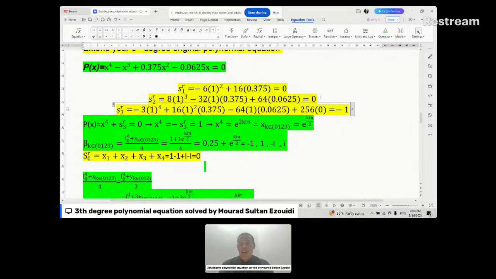Okay? And S3 is equal to negative 3 times 1 squared raised to the power 4 plus 16 times 1 squared times 0.375 minus 64 times 1 times 0.0625 plus 256 times 0. Why? Because the last term here, L3, is equal to 0. We can add here plus 0, so that it's clear for you. Okay, this one has to be equal to negative 1.